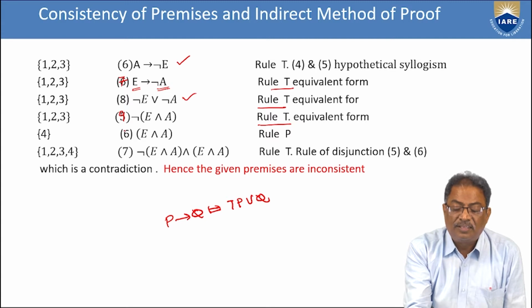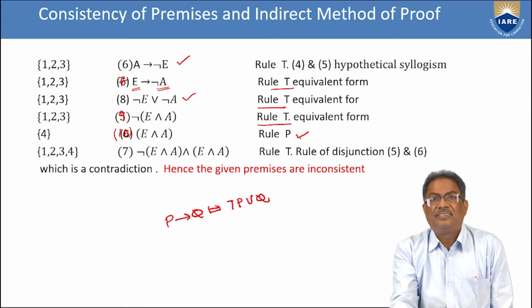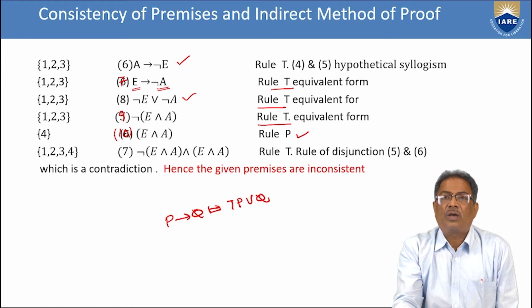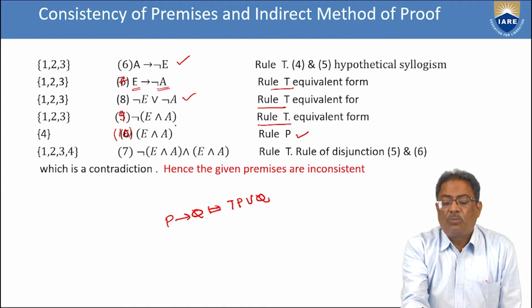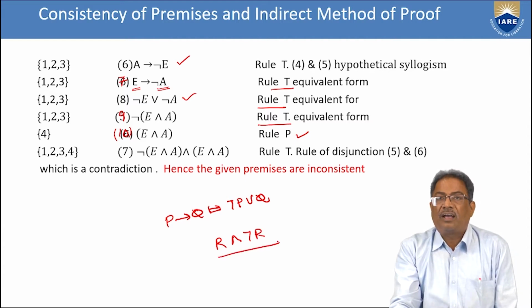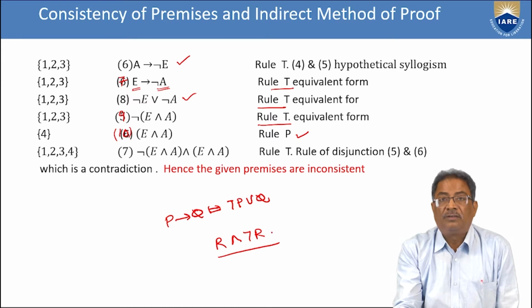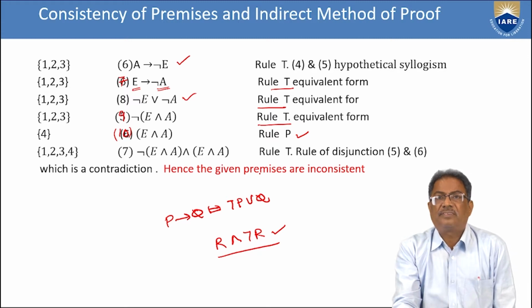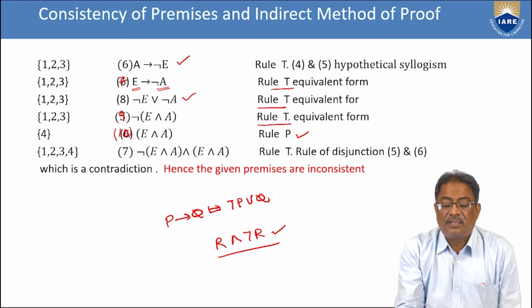Now let us consider the other given premise, which is E and A. E and A is true, and what we arrive at is that negation of E and A is true. Subsequently, we get that R is true and negation of R is true, which is a wrong conclusion, a contradiction, so the given premises are inconsistent.